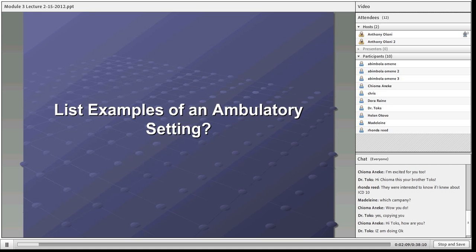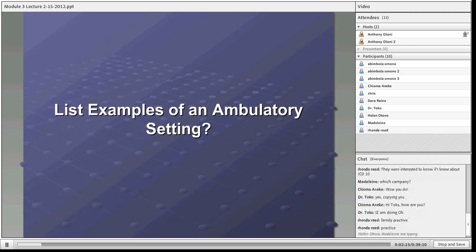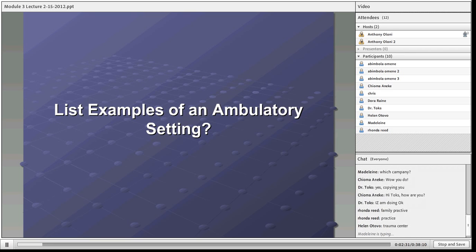Now, can anybody list an example of an ambulatory setting? Yes, a family practice is one example, Rhonda. That's correct. A trauma center is another one. That's another good example, Helen.